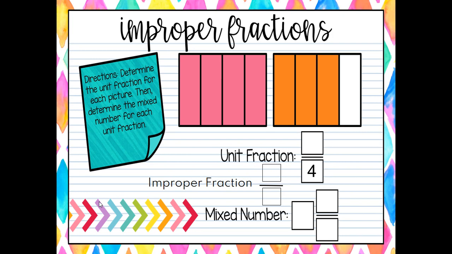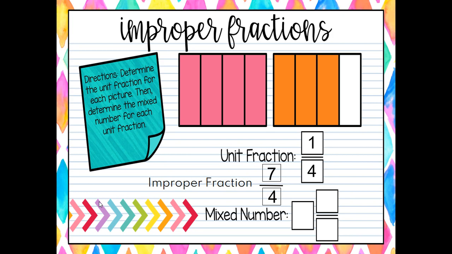Then, because it's a unit fraction, I need just one of those pieces. So now I'm going to count by 1/4 to see how many total 1/4 I have to give me my improper fraction. So I have 1, 2, 3, 4, 5, 6, 7 fourths. So I know it's in fourths, and I have 7 fourths.